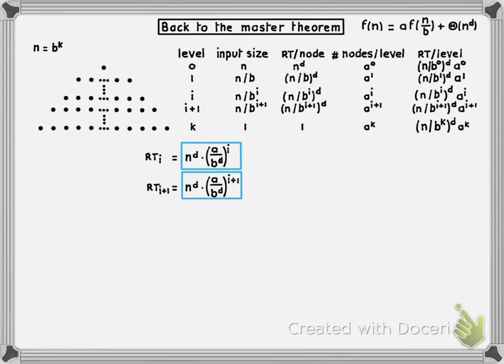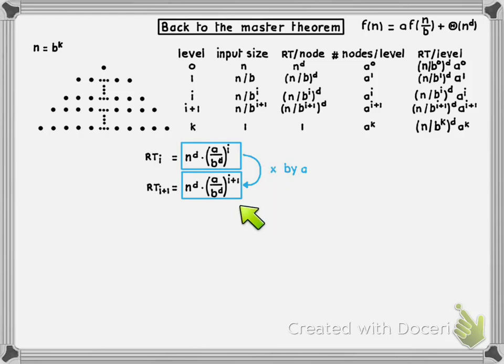So what we want to know is, how does the runtime change when you go from level i to level i plus 1? Does it go up? Does it go down? Does it stay the same? Well, the only difference in these expressions is that i becomes i plus 1. Everything else is the same. So what does that mean in terms of the overall value of the runtime when you go from here to here? Well, we go from a power i to a power i plus 1. That is, the runtime is basically multiplied by a when we go from level i to the next level i plus 1.